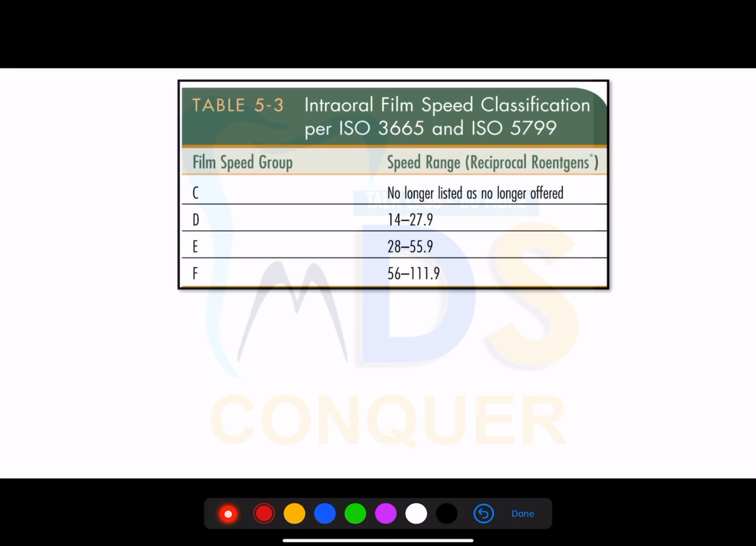And one more important thing here is the film speed, okay. You have to remember the unit for the speed is reciprocal Roentgens, okay. They can ask in increasing order or decreasing order. The radiographic film speed of D is 14 to 27.9 reciprocal Roentgens, E is 28 to 50.9 reciprocal Roentgens, and F will be 56 to 111.9 reciprocal Roentgens. So this is the range of film speed for D, E and F.